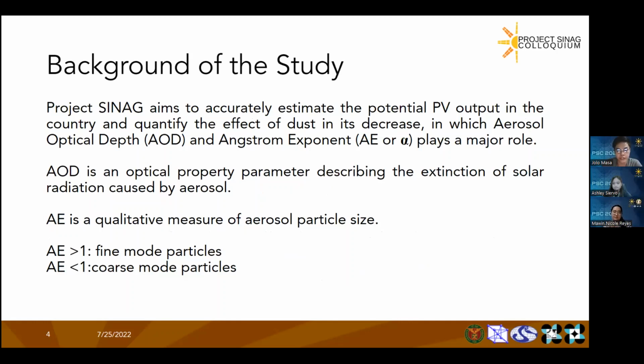Angstrom values greater than 1 indicate fine mode particles, while Angstrom values less than 1 indicate the presence of coarse mode aerosol particles. AOD and AE play a major role in categorizing dust particles and in computing the decrease in PV potential. Also, AOD and AE were considered in this project to be able to estimate the output properly and accurately.